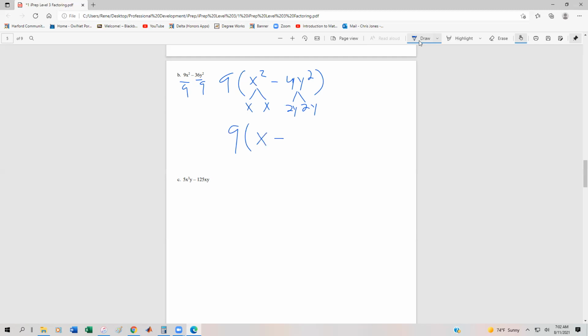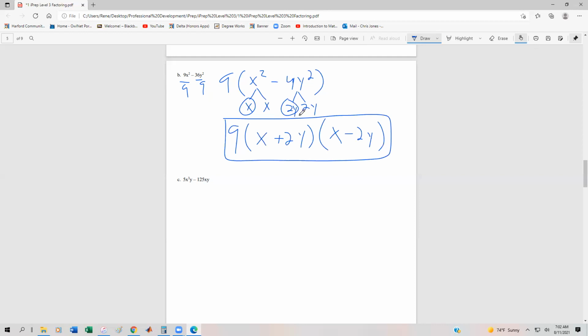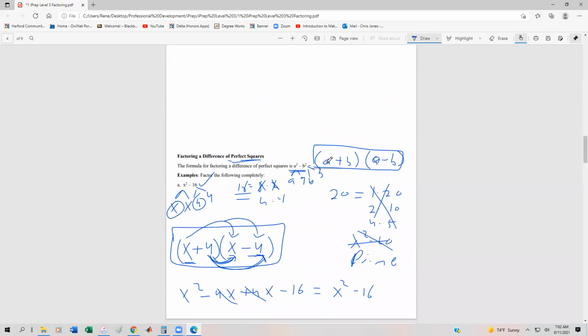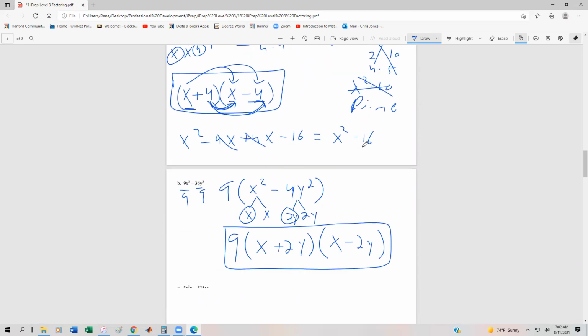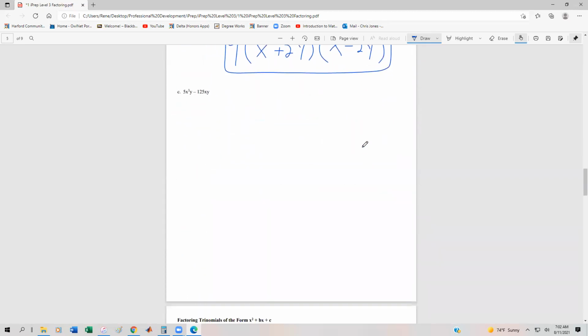We're going to have (x plus 2y), and then we have (x minus 2y). Right? And that's going to be our factored form. And again, to get x plus 2y and x minus 2y, we just use our formula (a plus b)(a minus b). One final example, we have 5x cubed minus 125xy.